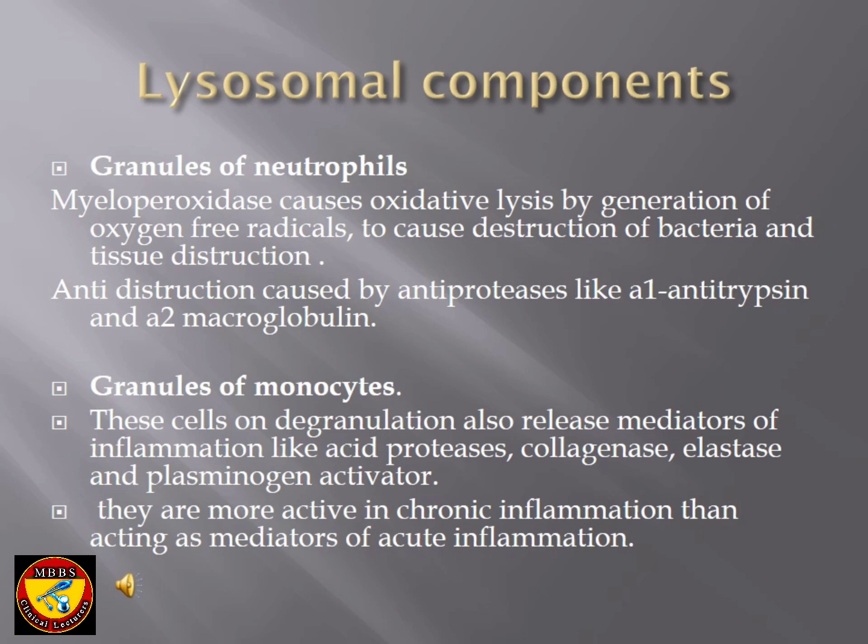Then comes the granules of monocytes and tissue macrophages. Basically, these granules are majorly secreted during chronic inflammation as compared to acute one. Majorly it is secreted in chronic inflammation. And the function, of course, is related to degranulation, tissue and killing of the bacteria, and it is also destroying the surrounding tissue. So these are the granules of monocytes.